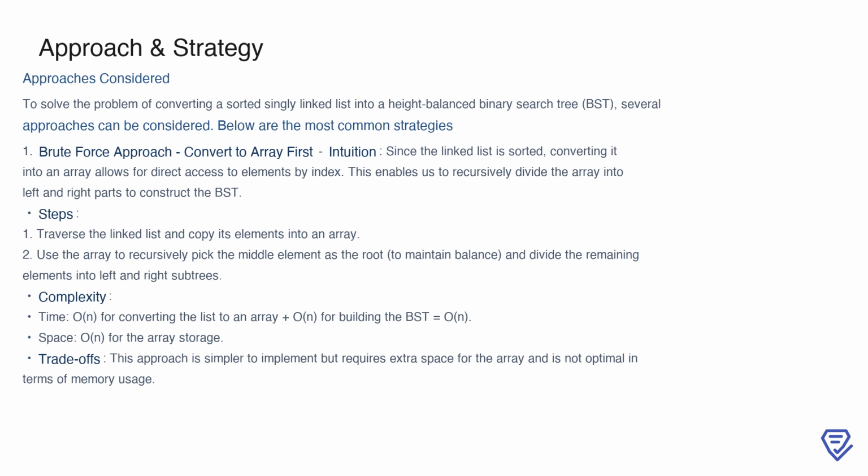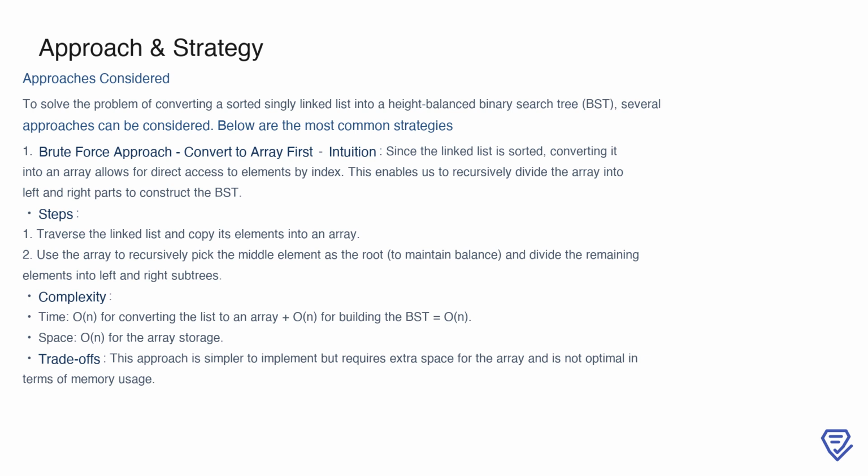The steps are straightforward. First, traverse the linked list and store its elements in an array. Then, use the middle element of the array to construct the root node, and recursively build the left and right subtrees from the remaining elements. In terms of complexity, the time required is O(n) for the conversion to an array and another O(n) to build the BST, resulting in a total time complexity of O(n). However, the space complexity is also O(n) due to the storage required for the array. While this approach is simple to implement, it comes with a memory trade-off, making it less optimal for scenarios where space efficiency is crucial.